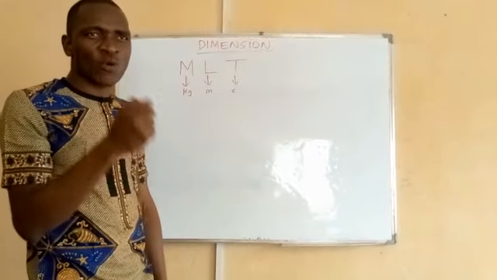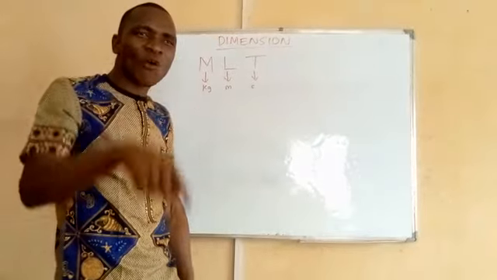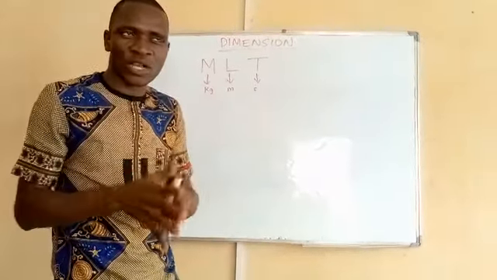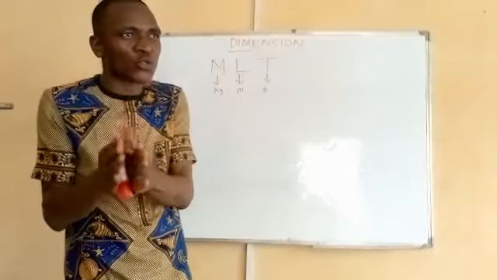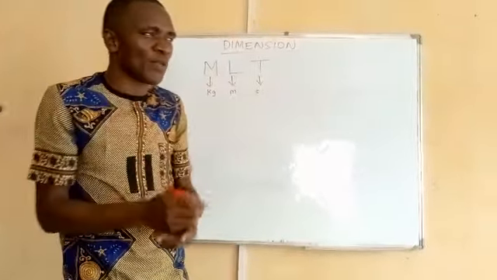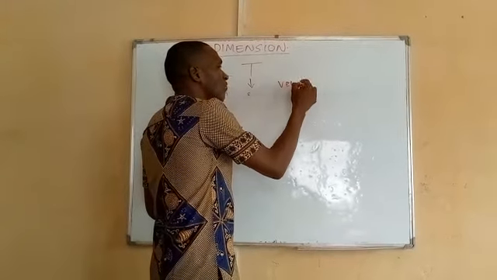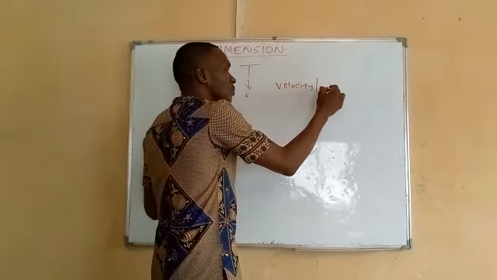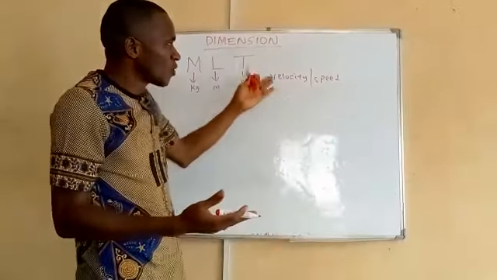Now, if you want to answer a question on dimension, the first thing you need to know is the correct SI unit of that particular quantity. Whenever you want to answer a question about dimension, you must know the SI unit. What do I mean by that? For example, if you are asked what is the dimension for velocity or speed, you must know the unit.